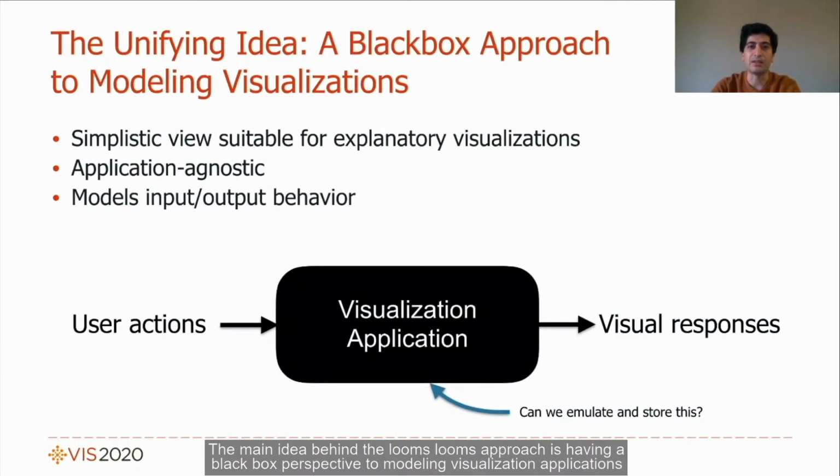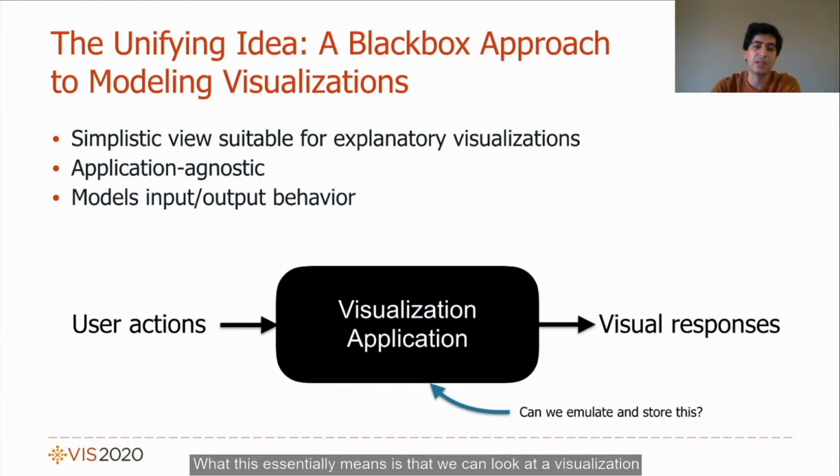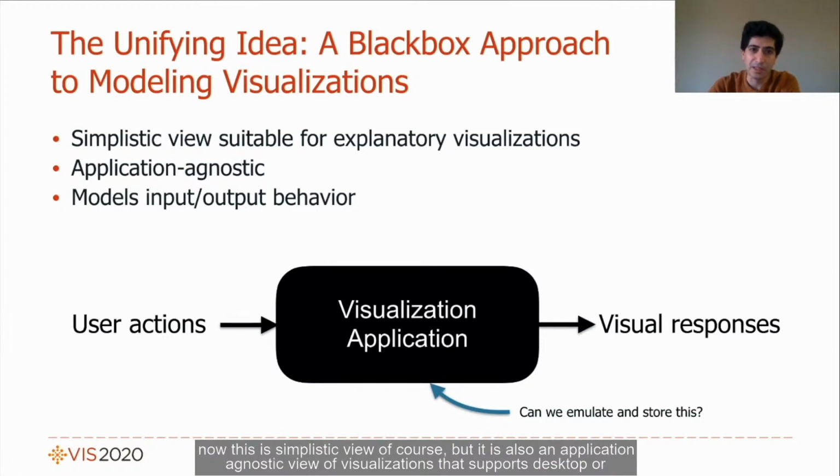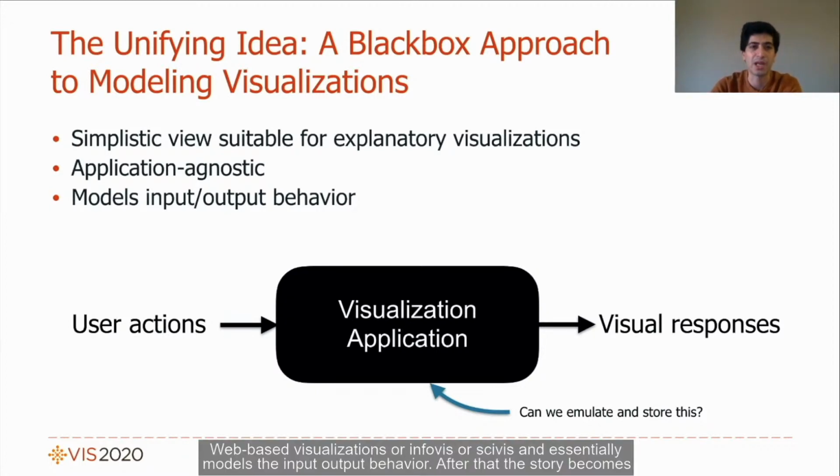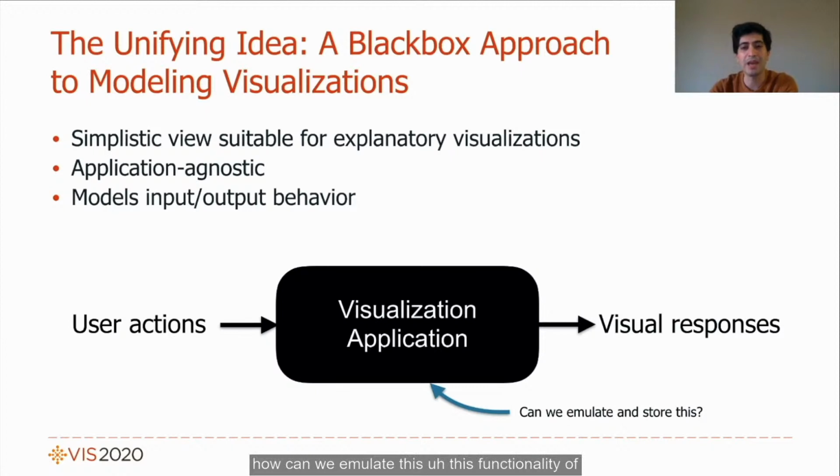The main idea behind Loom's approach is having a black box perspective to modeling visualization applications. What this essentially means is that we can look at a visualization as a user action goes in and visual responses come out, black box. Now, this is a simplistic view, of course, but it is also an application-agnostic view of visualizations that supports desktop or web-based visualizations or InfoVis or SciVis, and essentially models the input-output behavior. After that, the story becomes how can we emulate this functionality of capturing the actions and giving out the visual responses and store it, essentially.